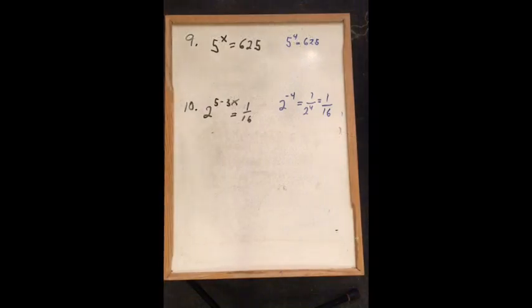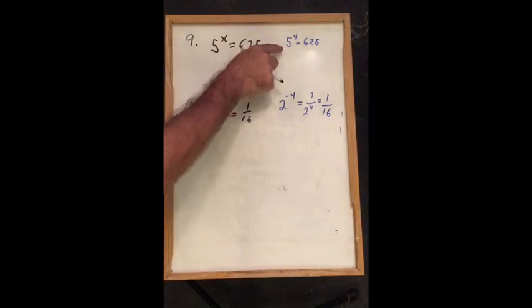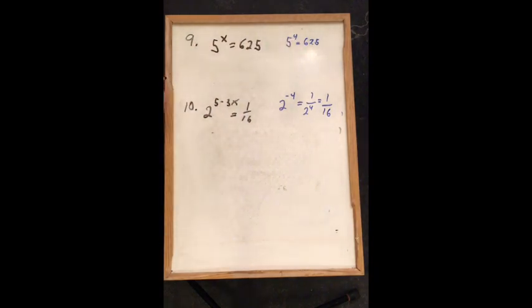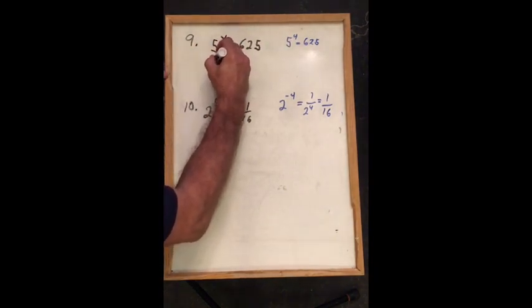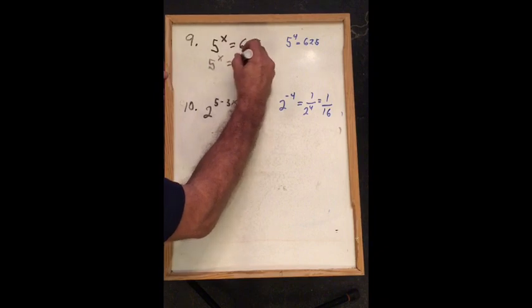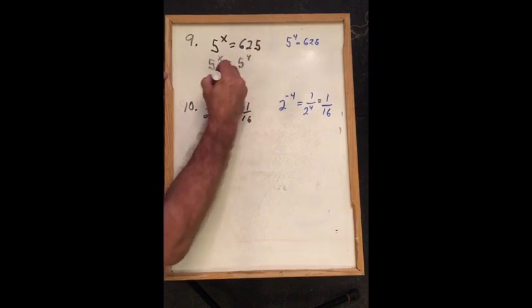For number 9, please note that 5 to the 4th equals 625. So you could write this as 5 to the x equals 5 to the 4th, which means x equals 4.